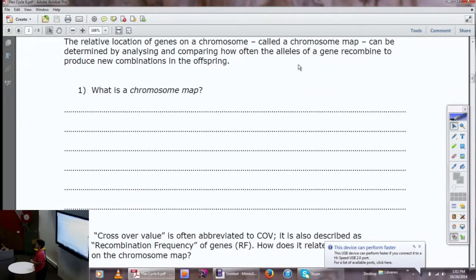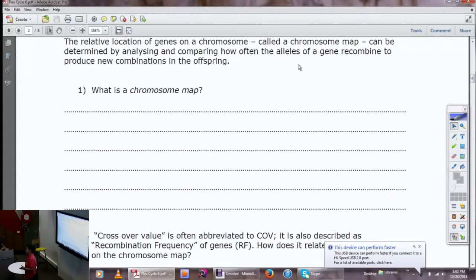Chromosome maps are intended to show you what the relative position of genes on a chromosome are. When I say the relative position, I mean relative, not absolute. Physics students understand the difference between these terms really clearly. Absolute means it's exact, it's precise, this is exactly where it is. Relative means that where is A compared with B and compared with C. So it's giving you their rough position on a chromosome.